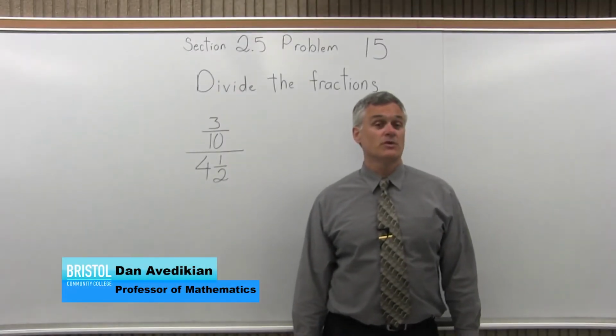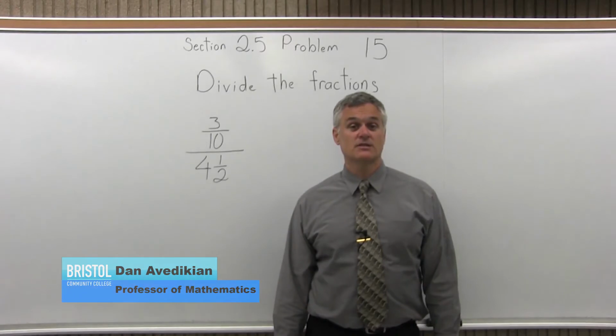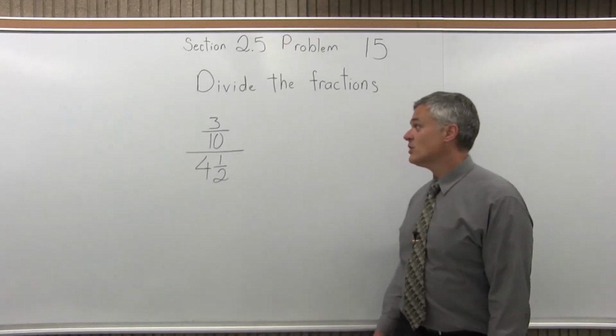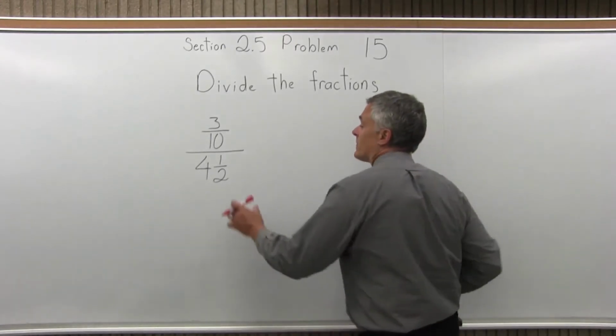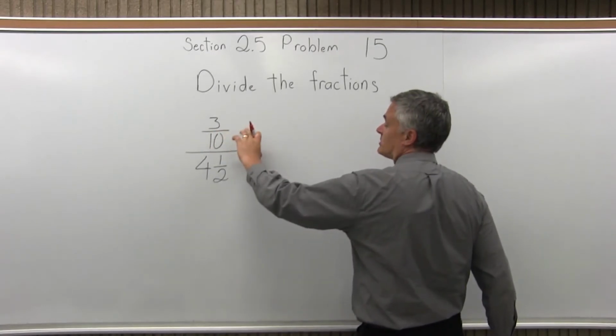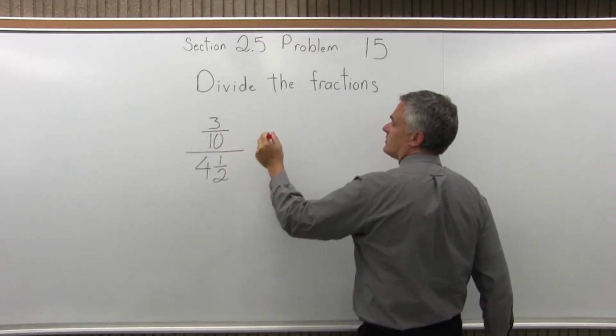This is Section 2.5, Problem 15. It says divide the fractions 3/10 over 4 1/2. So, first of all, what we have here looks complicated. It's called a complex fraction. You have a fraction over a fraction.